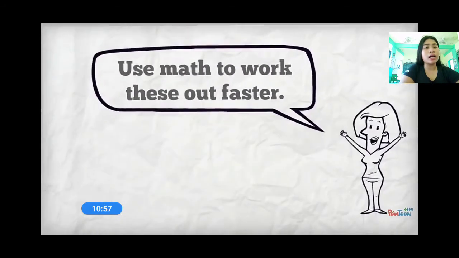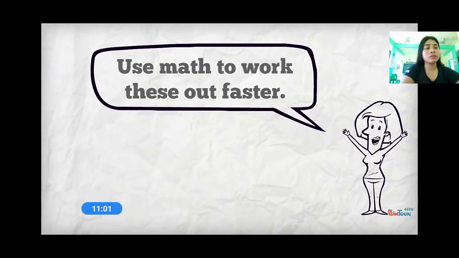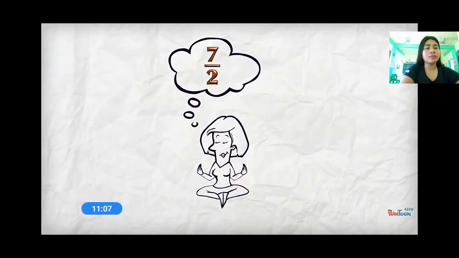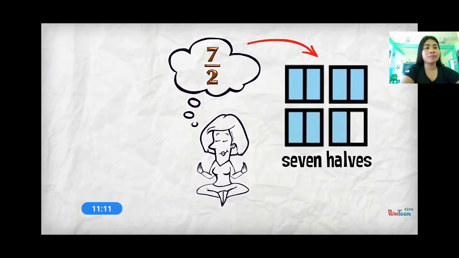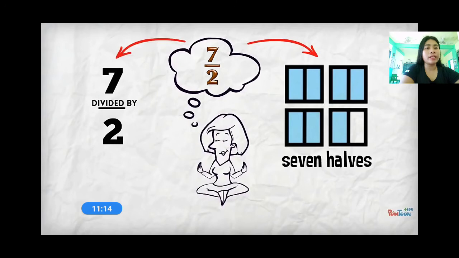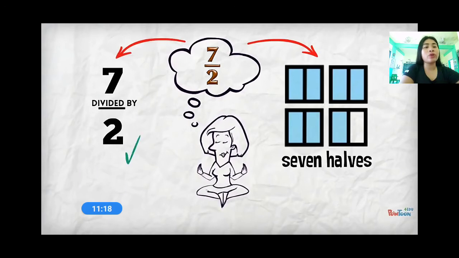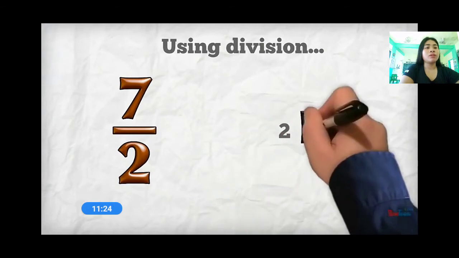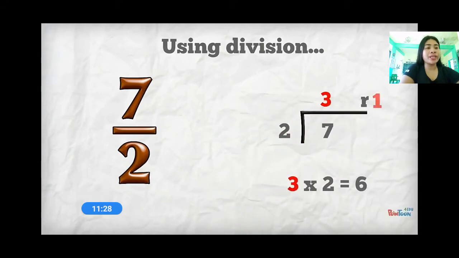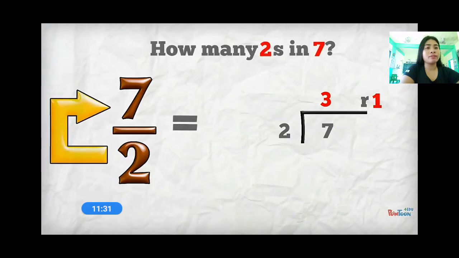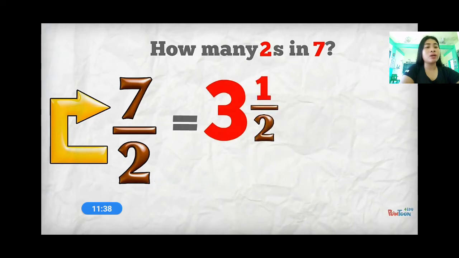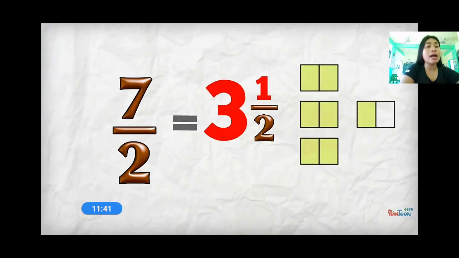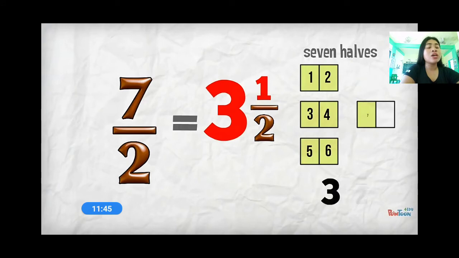Okay, so how did we do that? We could do these problems using diagrams like I just showed you, but if we use math, we can work them out much faster. Let's think. 7/2 means 7 halves. And it also means 7 divided by 2. When we use division, first you're going to divide the numerator by the denominator. 7 divided by 2. How many 2's in 7? 3 2's are 6, remainder 1. Put that over the original denominator. 3 is the whole number, 1 is the numerator, and just copy the denominator. Okay, so the answer is 3 and 1/2.